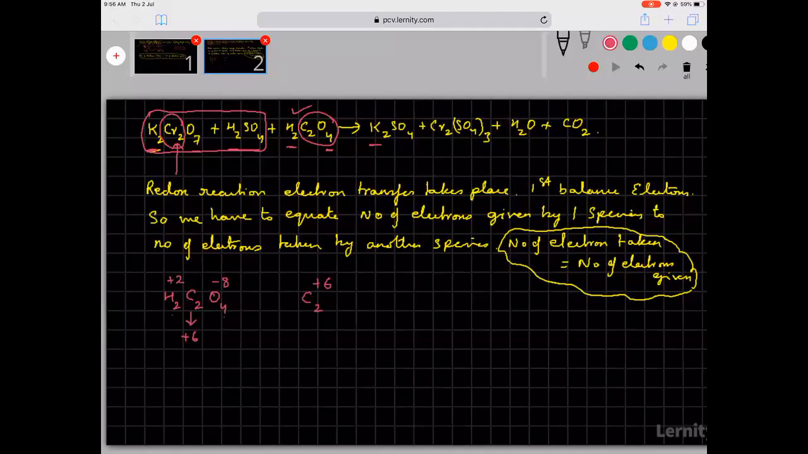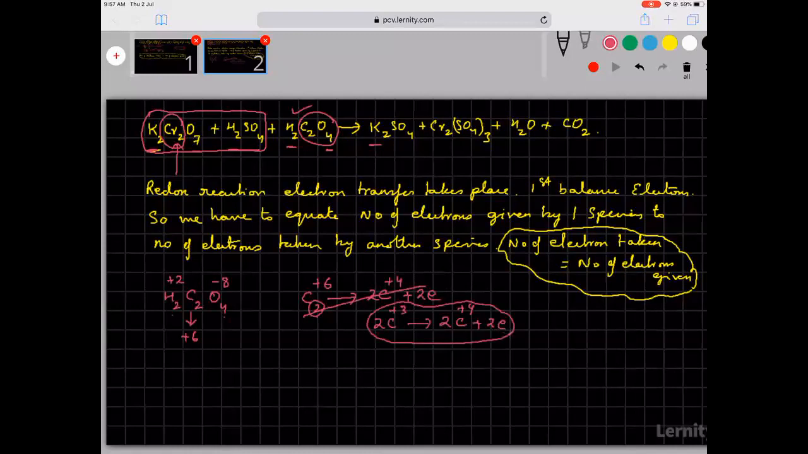So what is going to happen? Because it is C2, let me put 2. So now it is +8. That means it is giving 2 electrons. So this is wrong to write, which is why I wrote the 2C. So I have 2C +3 gives 2C +4 plus 2 electrons. So the species that is giving has given 2 electrons.